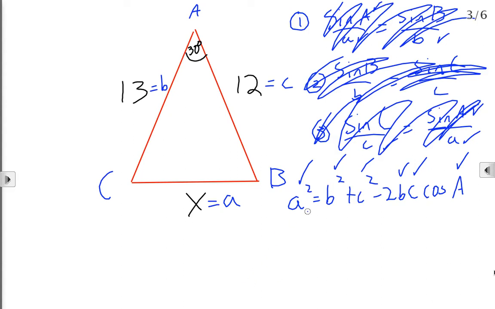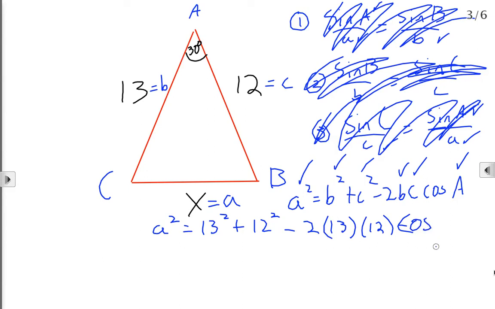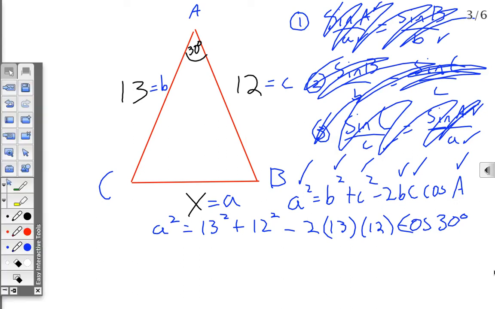Let's go ahead and substitute them in. We don't know a, and that's fine. We'll just call it a squared. We know that little b is 13, so 13 squared. We know that little c is 12, so 12 squared. Minus 2 times 13 times 12 times cosine, and then big A is 30 degrees. And I think we can go ahead and type this all in as one row in our calculator, and then we'll just square root it as the last step. So let's flip over and do that.